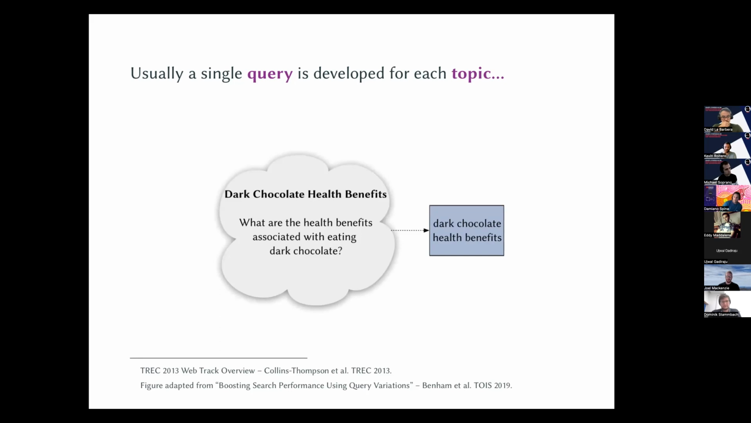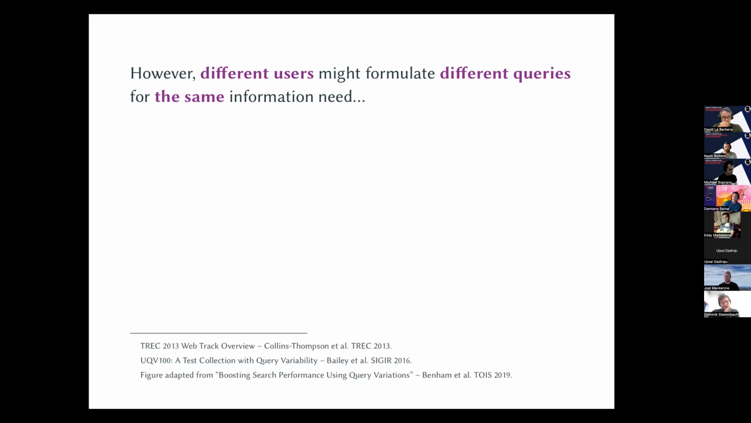The interesting thing is that in a lot of these evaluation campaigns, usually a single query would be developed for each topic. For example, there's a topic here about dark chocolate health benefits. What are the health benefits associated with eating dark chocolate? And so the most natural query perhaps comes out to be dark chocolate health benefits. Now, if you're sitting here thinking, well, that's not the query I would have run, hopefully that's the point, right? Different users actually formulate different queries for the same information need. Different people have different ways of formulating queries, even though their information needs might be exactly the same.